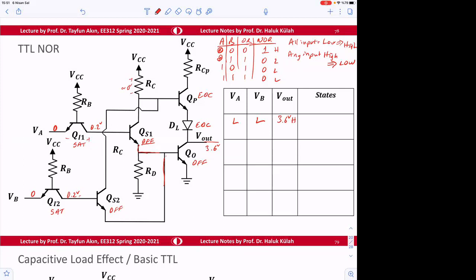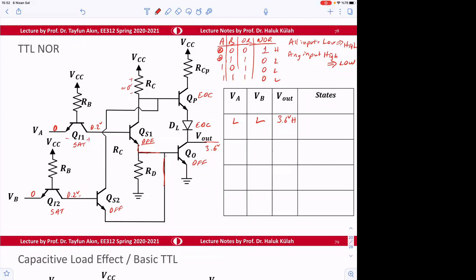So the state of the transistors, we can write it here, maybe. How many? 1, 2, 3, 4, 5, 6, 7. Oh, we cannot fit 7 things here. But I'm doing this with colors, so you will understand from the colors. Okay, so let's go to the next case.